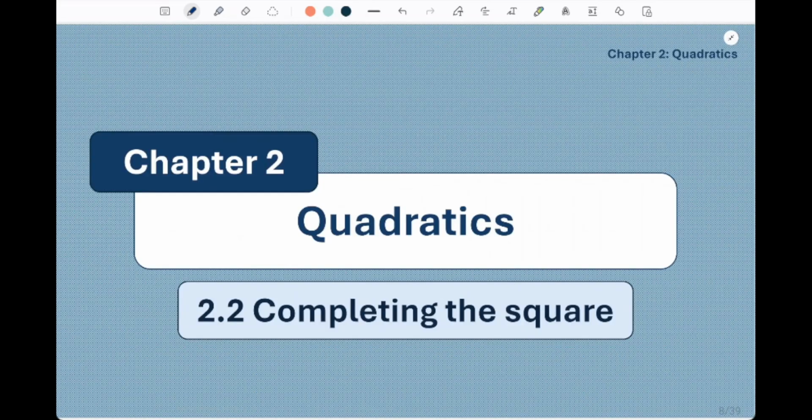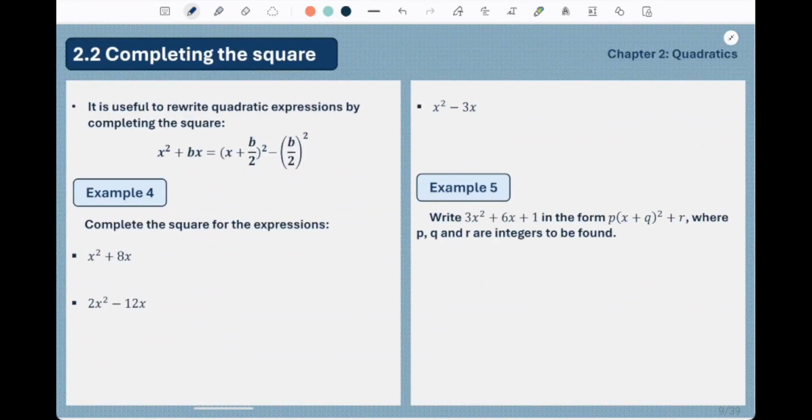Hello everyone, so today we're going to go through a very important technique which is completing the square.